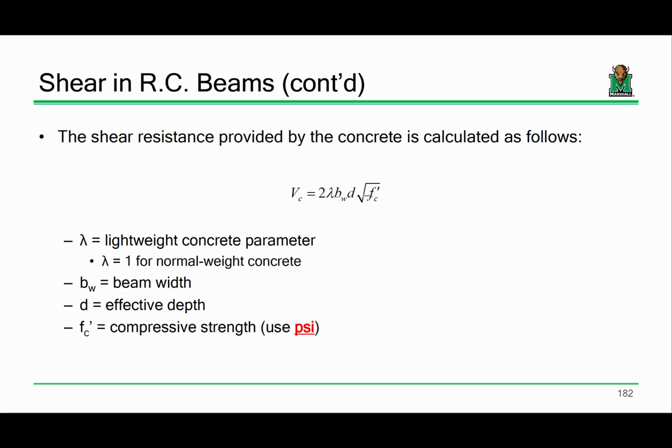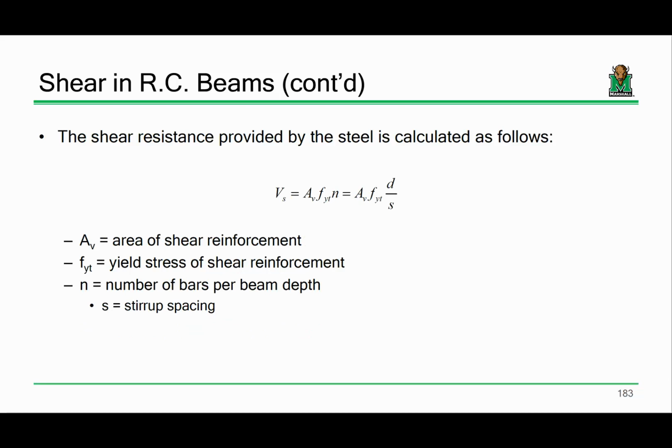So remember, you put in PSI and you get out PSI. To determine the shear strength provided by concrete, it's 2 times lambda times the beam width times the effective depth times the square root of f'c. Because your beam dimensions are usually in inches and the square root of f'c is in PSI, when you compute V sub C it's going to be in pounds. So just be aware of that from a unit standpoint.